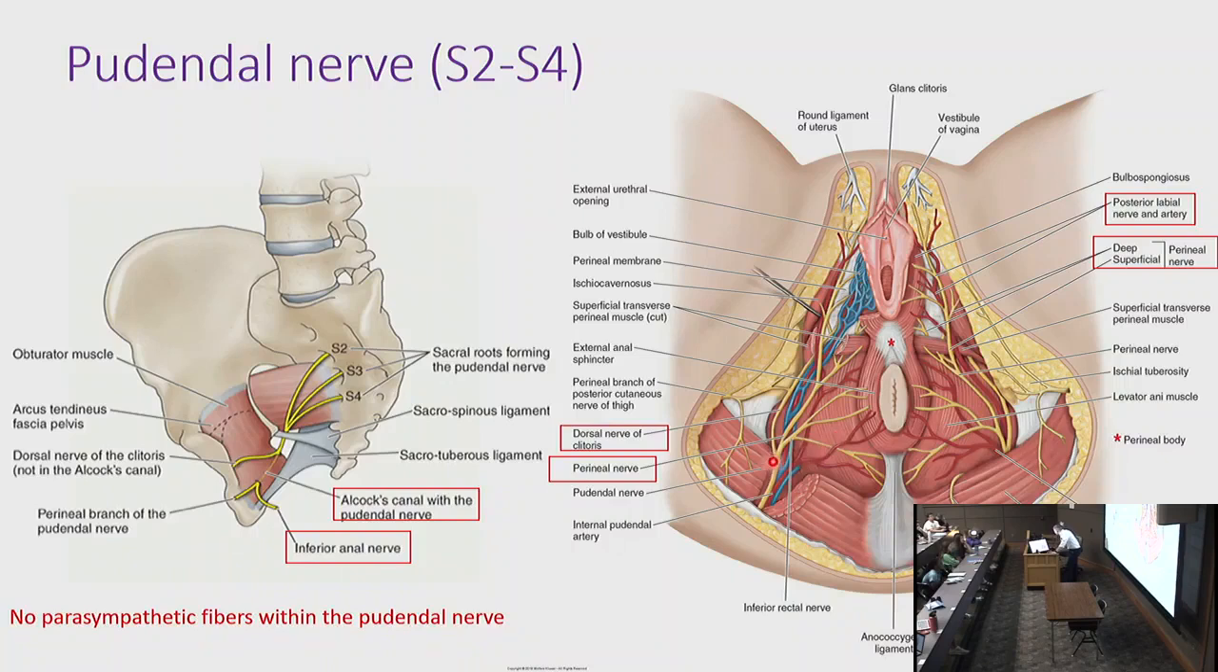And then as we're coming anteriorly, we're going to have a branch right here that's going into the superficial perineal pouch. That's your perineal nerve. Right, and that's going to supply most of the structures of the superficial perineal pouch, the musculature. It's also going to give off a posterior scrotal and labial branch, which is going to do the skin sensation in that region.